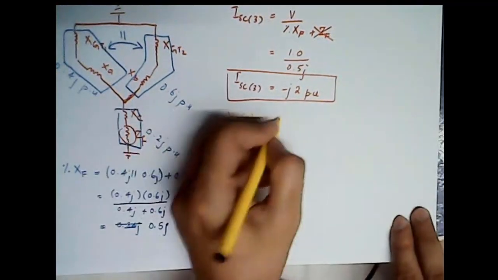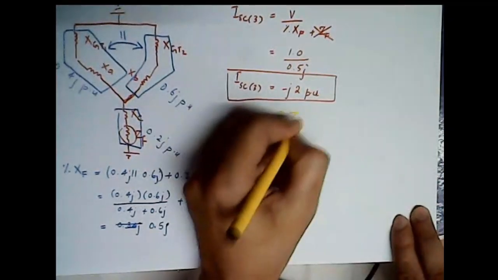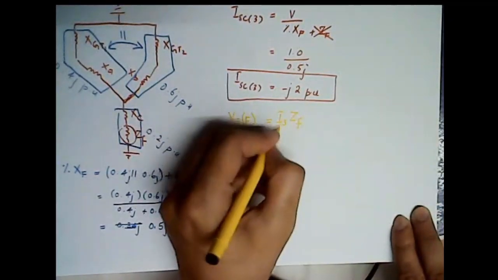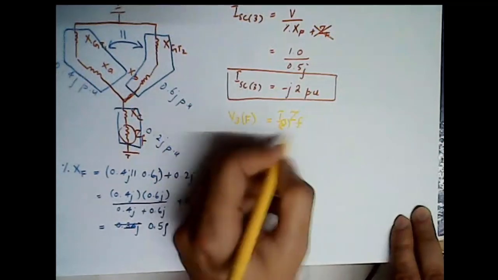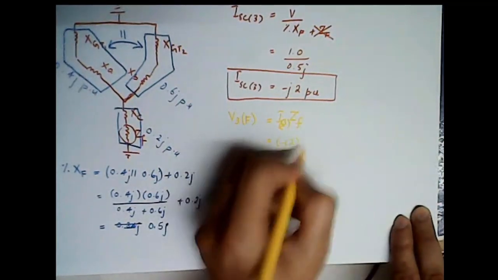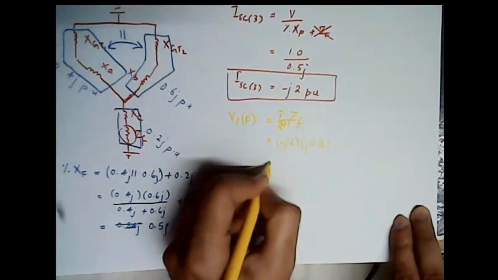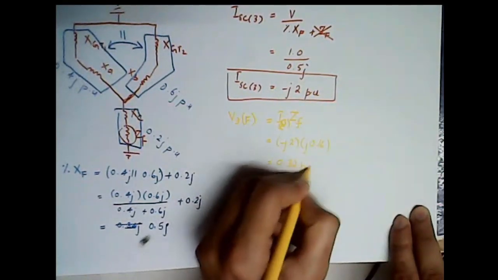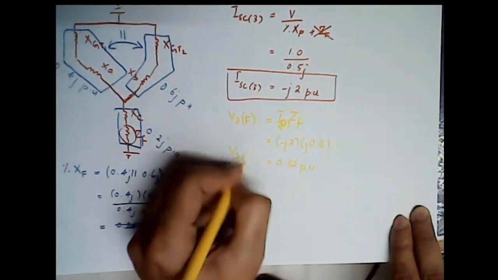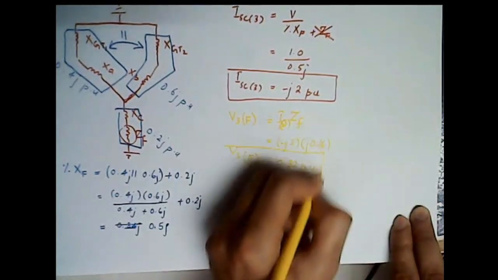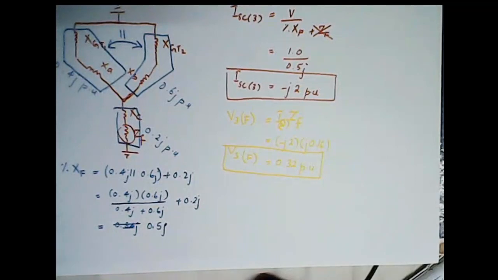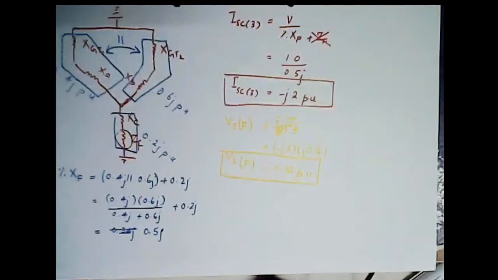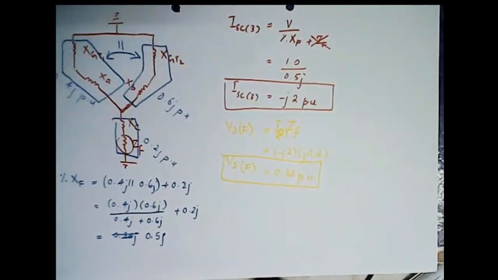So what will be this? This would be I3 times ZF. So I3, by I3 we mean I3 short circuit. This is simply Ohm's law. So this would be minus J2 times J 0.16, and the voltage is 0.32 per unit. And always remember, this is only possible because this was an unbolted fault. If it would have been a bolted fault, then V3, that is the voltage at the bus where the fault has occurred, would have been 0, right? Since this was an unbolted fault, that is why the voltage is non-zero, but still you can see that the voltage is pretty low.